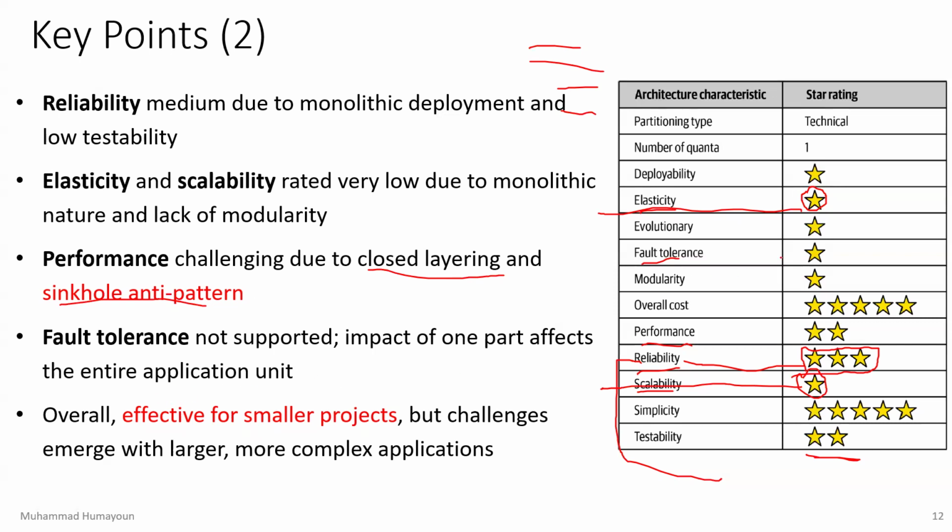Fault tolerance is not supported because if something goes down, everything goes down. Overall, it is really effective for smaller projects, but challenging where you need scalability, elasticity, and other things. So that was our first architectural style, layered architecture. You are familiar with this architectural style because so far, all the code you have written most probably falls under the layered architectural style.